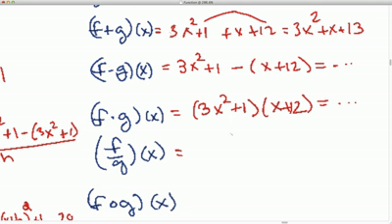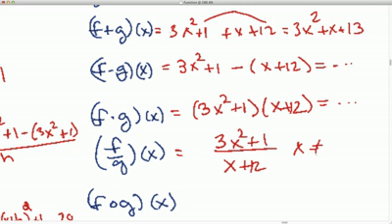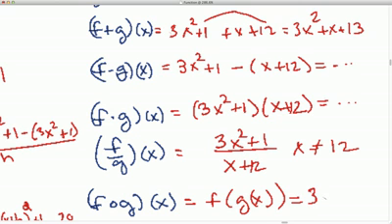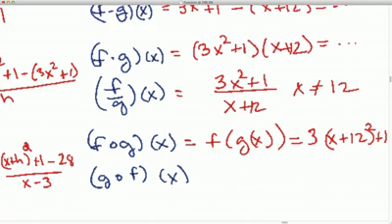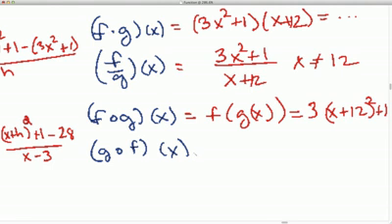So check those out. Here we have 3x squared plus 1 over x plus 12, and x cannot equal negative 12 because the denominator can never equal 0. And then if we did the composite functions, that means f of g of x. That means plug in g of x everywhere you see an x in your original function f. So that would be x plus 12 squared plus 1 instead of the x. And then you would simplify that. Or if it was the other way around, it would be 3x squared plus 1 plus 12.